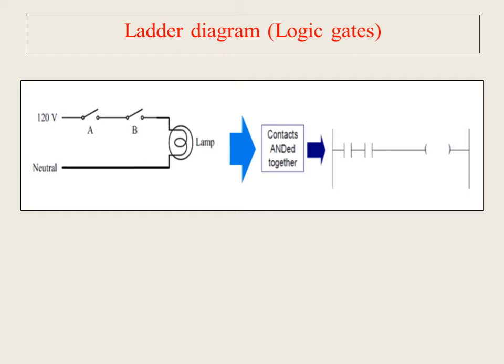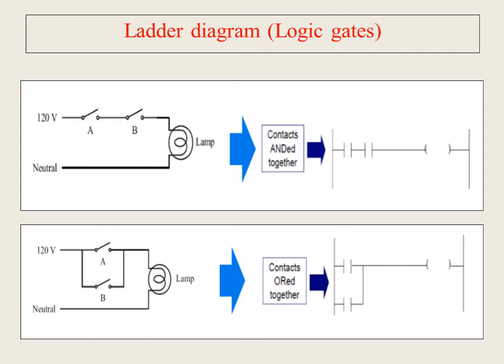Similarly, in the OR situation, there are input A and input B. If you give the input to A, the power will flow and the lamp will glow. It does not require the input to B. Now if you give input to B and you are not giving the input to A, then also the lamp glows, because it is an OR situation.